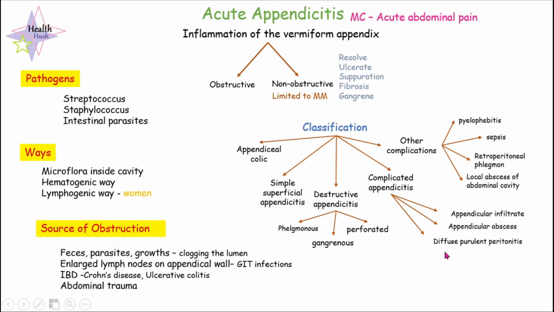If this damage to the wall becomes full thickness, with formation of a leak, causing the contents present inside the appendix to pass into the peritoneum, this will result in diffuse purulent peritonitis, inflammation of the peritoneum. Other complications include pylephlebitis, sepsis, retroperitoneal phlegmon, and local abscess of the abdominal cavity. That means it cannot just be located near the appendix, but can be in some different area with formation of abscess.